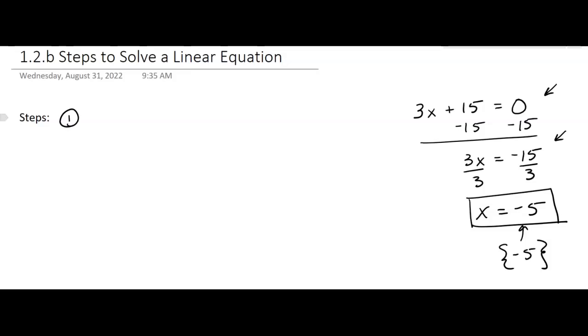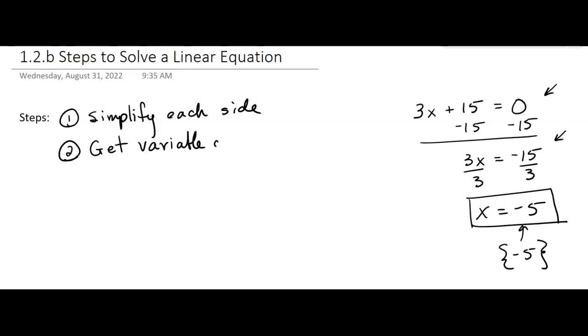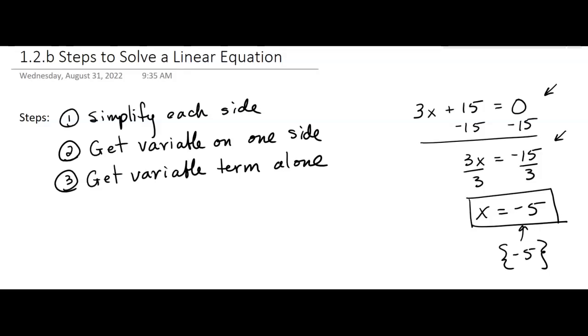First of all, if you have an equation, there are two sides to the equation. Step 1: simplify each side of the equation. Step 2: you have to get the variable on one side. Step 3: you're going to get the variable term alone. And that's going to be an adding or subtracting thing.